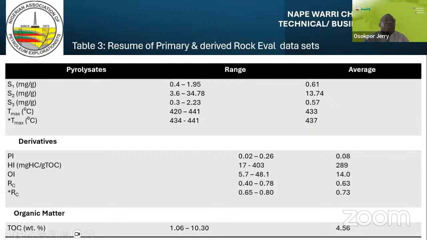This is a summary of both the primary and derived Rock-Eval data set, also from this well. We'll come to these when we're discussing maturity, thermal maturity, and other parameters later on. We'll see the value of this. Next slide.